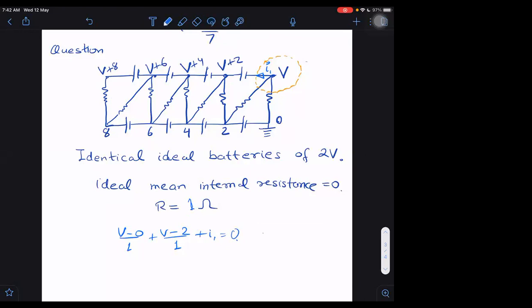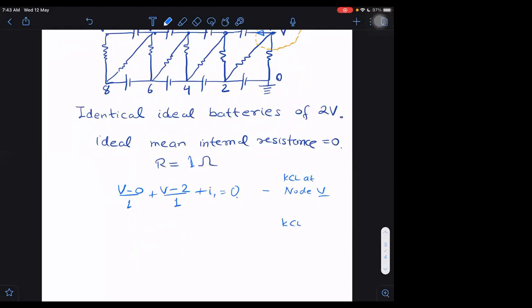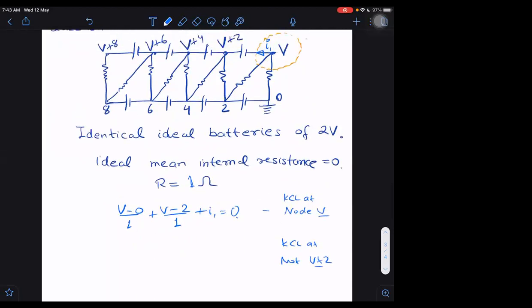This is for which node? Let us name this node as node 1 only, or we can say node V, because here the potential is V, so I am calling it node V. Where the potential will be V plus 2, I will call that node V plus 2. So at node V, this is the equation: KCL at node V. Now tell me what is the KCL equation at node V plus 2.